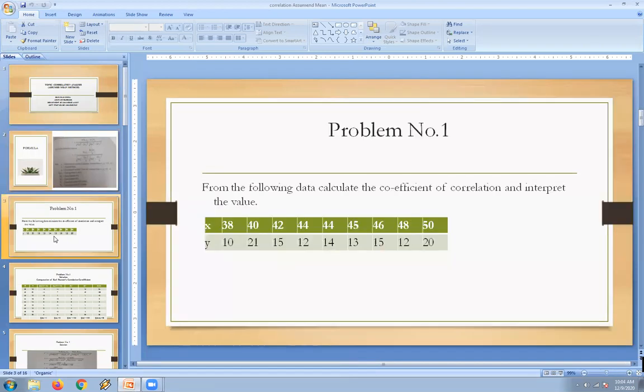Let us see one of the problems. Be clear in the question about what they are going to correlate, between what you have to calculate the relationship. From the following data, calculate the coefficient of correlation and interpret the value. There are no named variables, they have given a very simple question here. One is the x value, another is the y value. The x values are 38, 40, 42, 44, 44 again, 45, 46, 48 and 50. The y values are 10, 21, 15, 12, 14, 13, 15, 12 and 20. This is the question they have given.